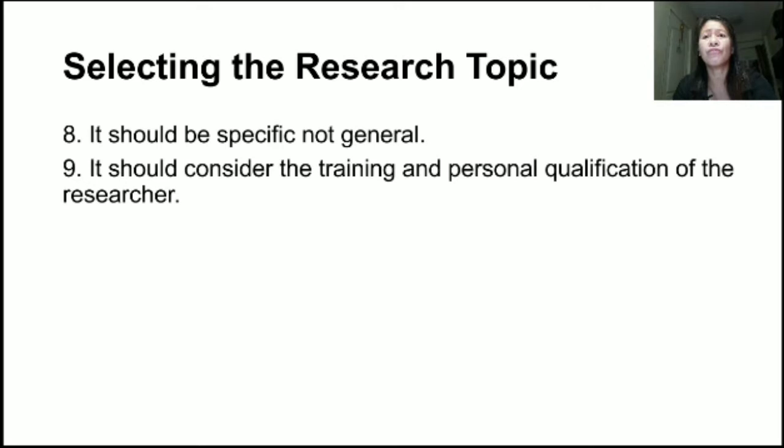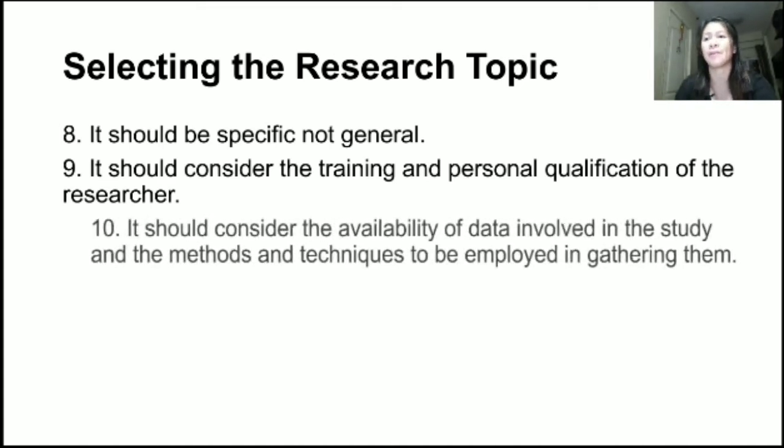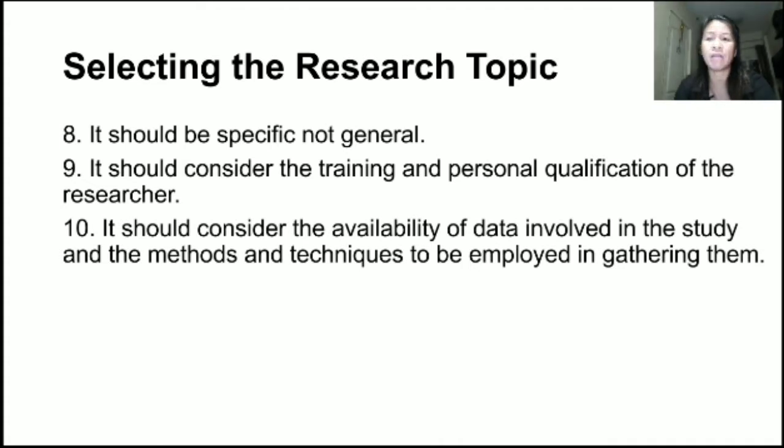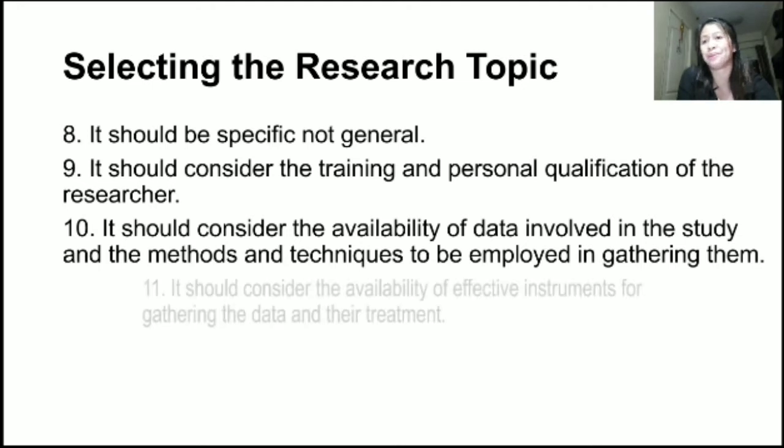There are a lot of things that you need to learn before you can become a full-fledged researcher, so to speak. So, know your capacity and choose wisely your research topic. Number 10, topics should consider the availability of data involved in the study and the methods and techniques to be employed in gathering them. Being beginners, you should also consider your capacity in terms of collecting data. With limited capacity and resources, probably choose a topic wherein you can easily collect or access data.